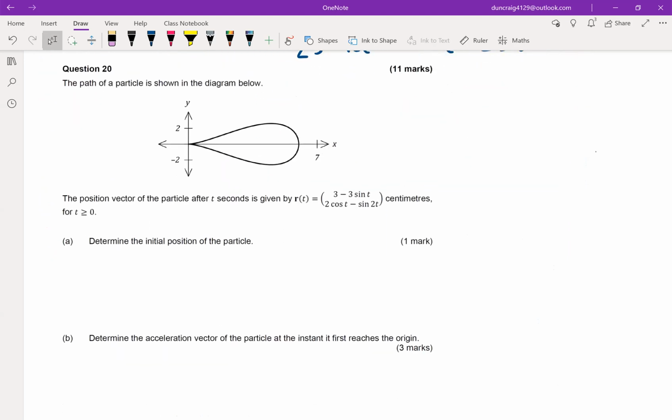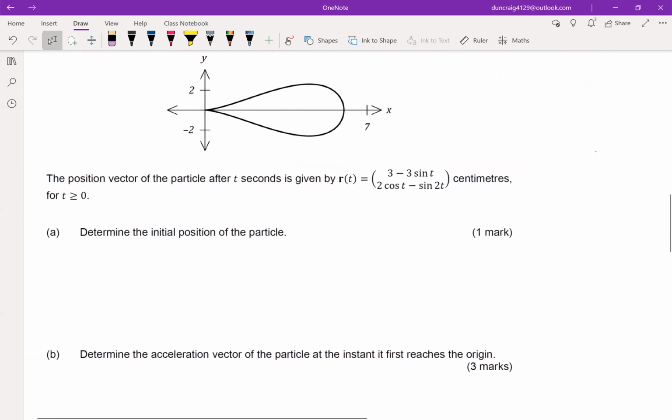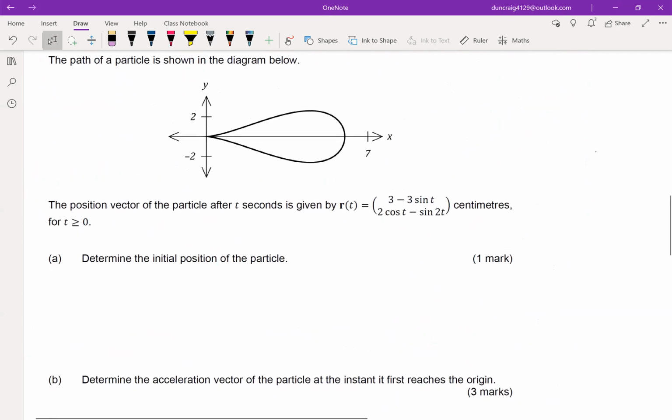So this has some easy components and some more challenging components too. Okay, so I'll just zoom in a bit as well. Alrighty, so we've got the path of a particle shown there. We're given a position vector, and t has to be greater than or equal to 0.